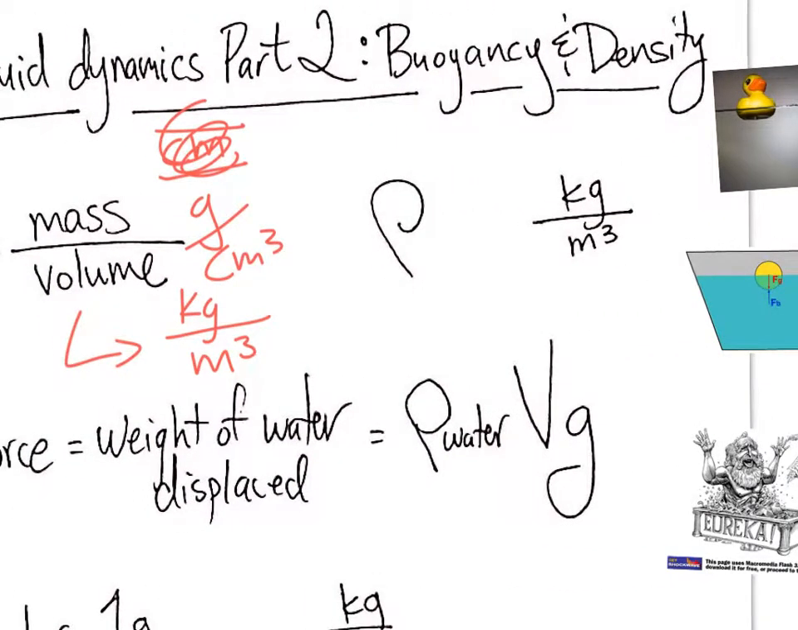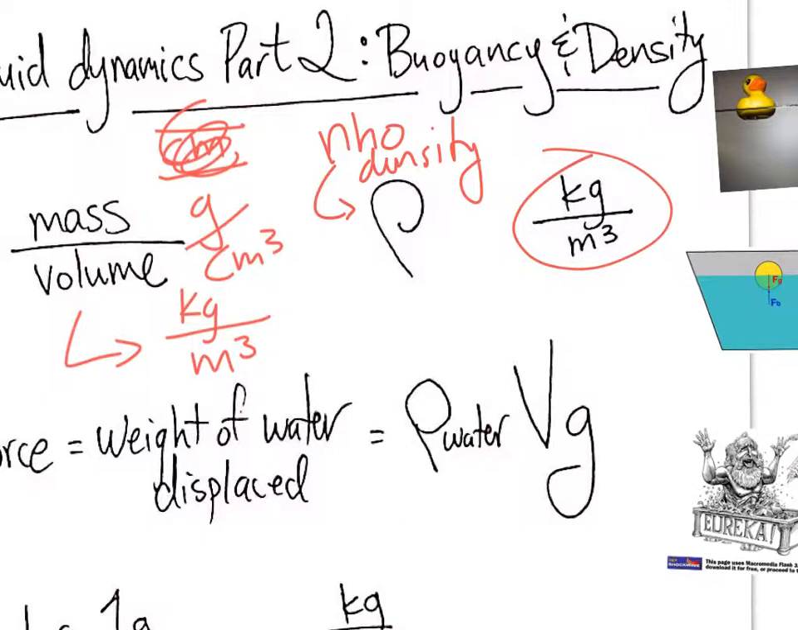The variable we use is the Greek letter rho, as in row your boat, although it's spelled R-H-O, rho, for density. So know that when you see that, we're talking about density, and we're going to measure in kilograms per meter cubed. So let's talk about the density of water here, because that's going to factor into our buoyancy calculations.